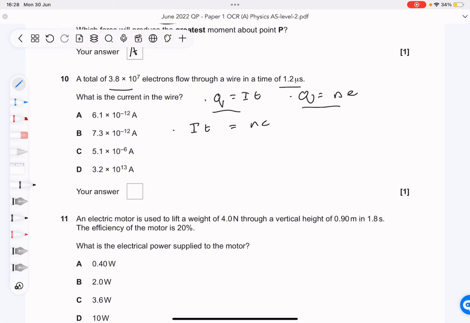So from here, I can rearrange to get the current. I can say that I equals NE over T. Therefore, if I plug that into my calculator, just put all the values in. Remember, E is 1.6 times 10 to the minus 19. So I'm going to have 3.8 times by 10 to the 7 multiplied by 1.6 times by 10 to the minus 19 on the top. And then over the time, which is 1.2 times by 10 to the minus 6, my apologies.